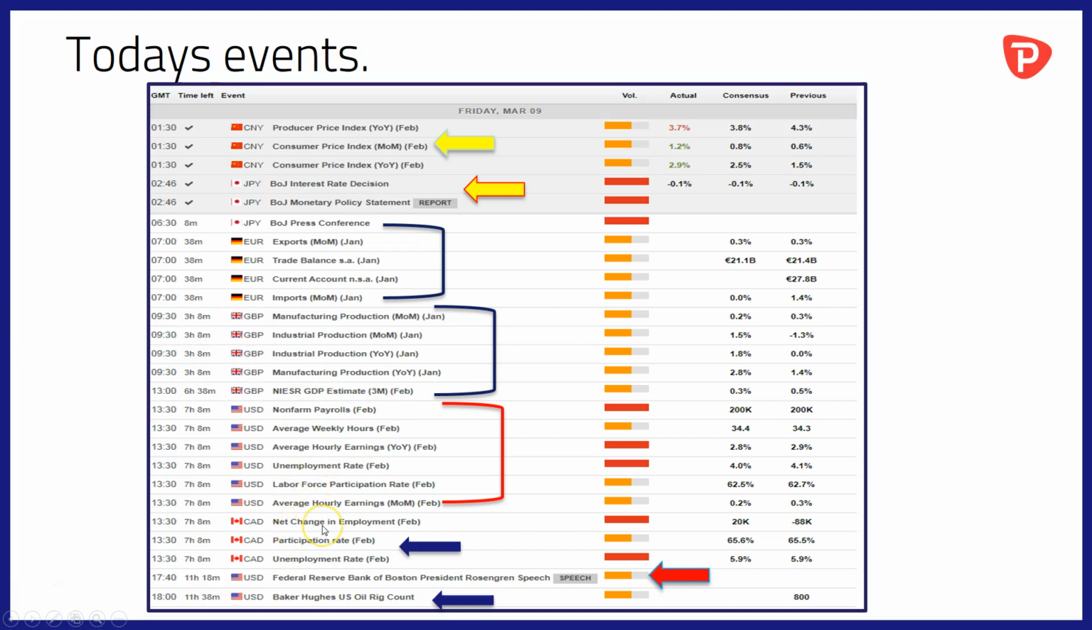13:30 also sees the release of Canadian unemployment data. This will typically be overshadowed by the American numbers, but that is important, especially as the Bank of Canada considers its next moves as regards interest rates and the economy. 17:40 GMT will see the Federal Reserve Bank of Boston President Rosengren speak, and at 1800 the influential Baker Hughes oil rig count rounds off the day's key data.